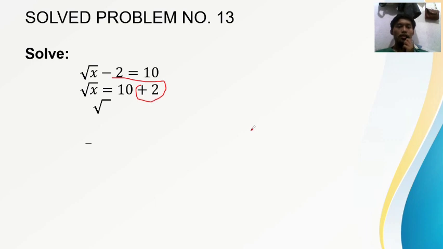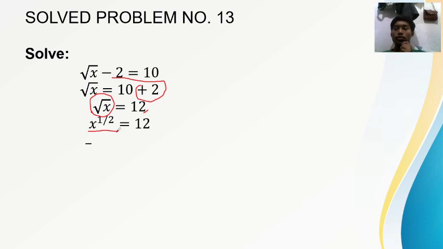After that, we have to combine like terms. So, 10 plus 2 is 12. Hindi pa ito final kasi meron pa tayong radical dito. So, all we have to do is to express it into exponential expression. The next step is to square it since the index is 2.